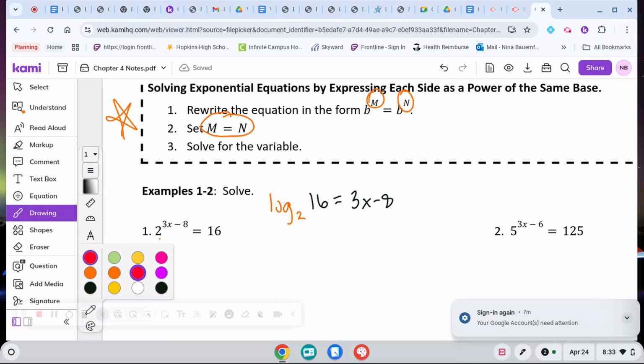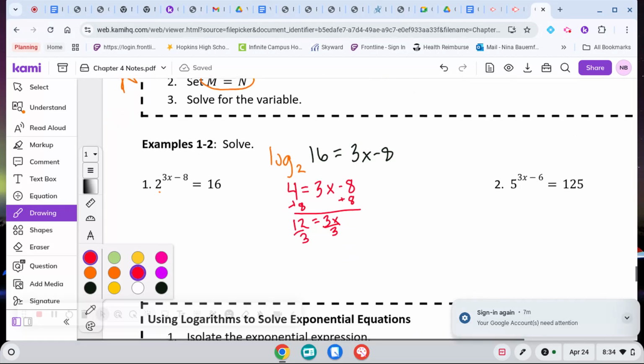And then you could do the change of base formula on this side. So you would do log 16 divided by log 2, and you would get 4. And that equals 3x minus 8. And then you could go ahead and solve. Sorry, this is not the best pen. And we would get x is 4.